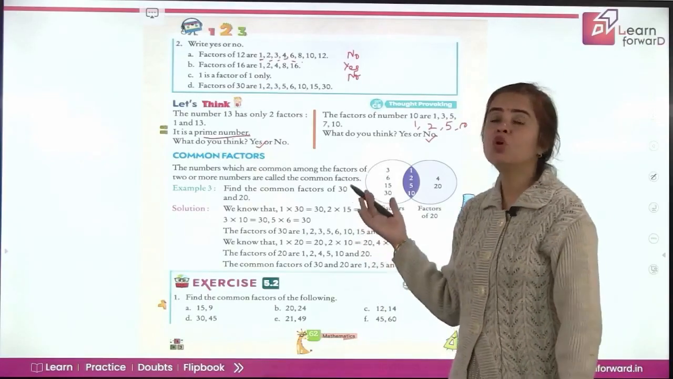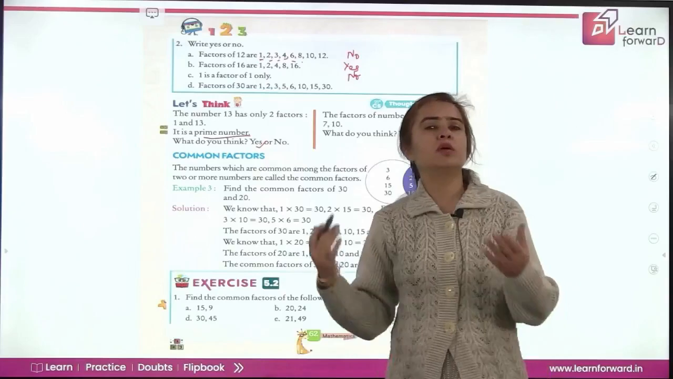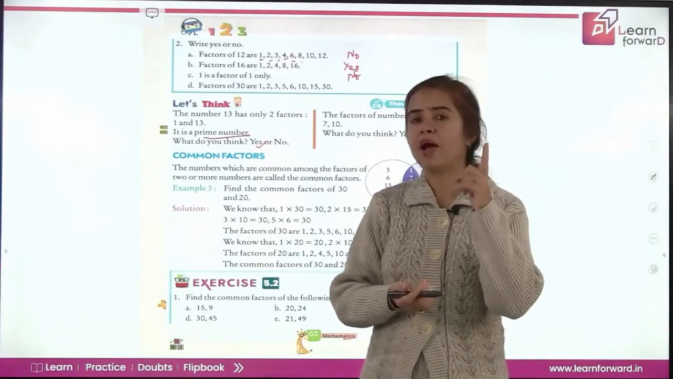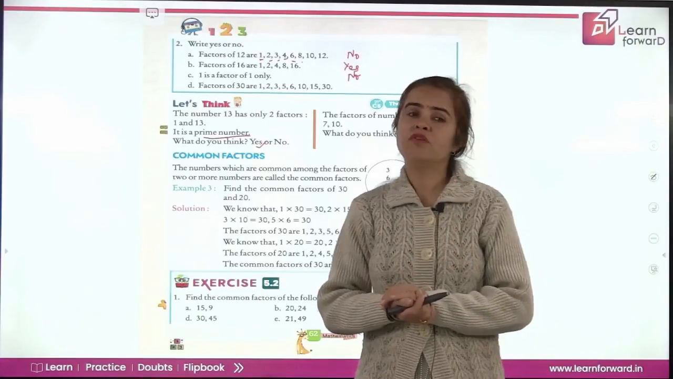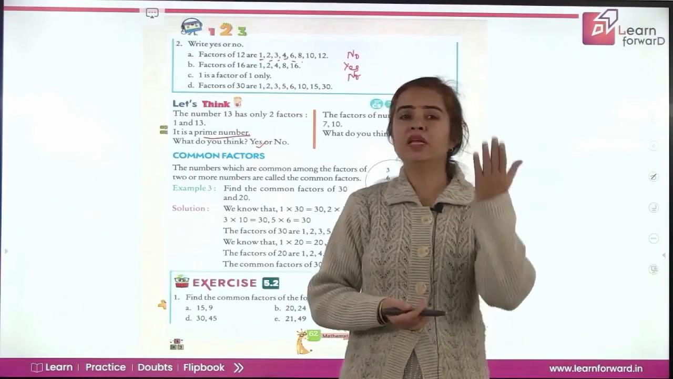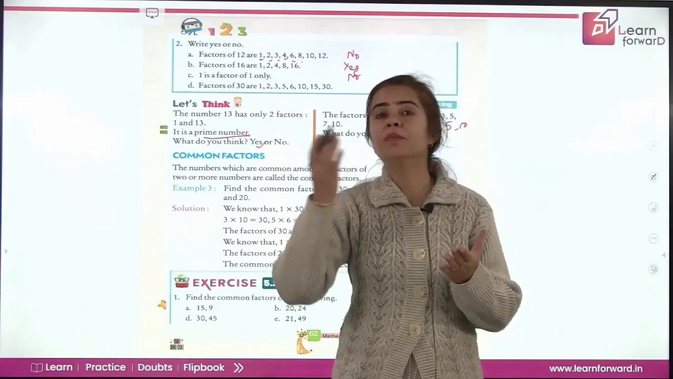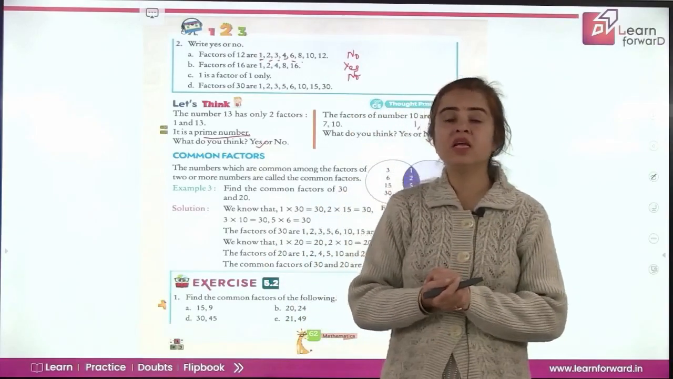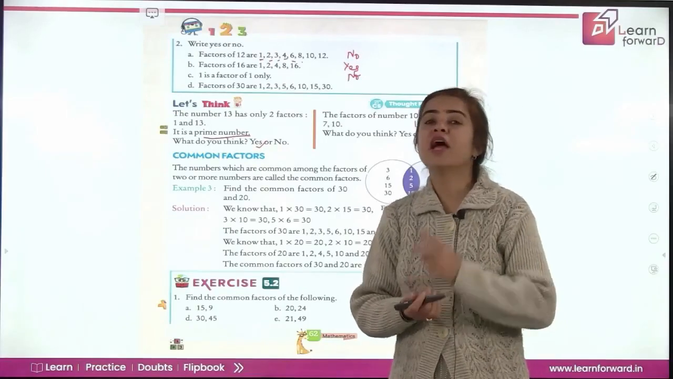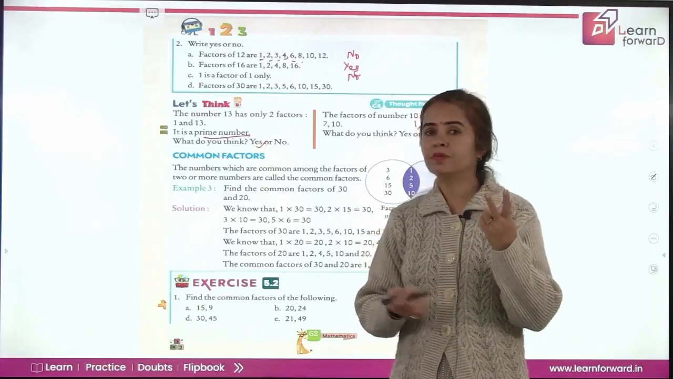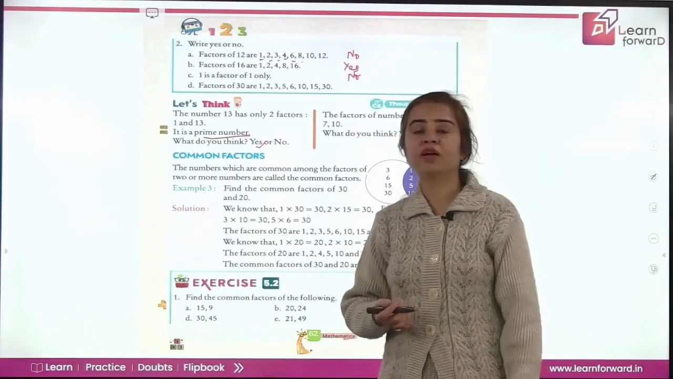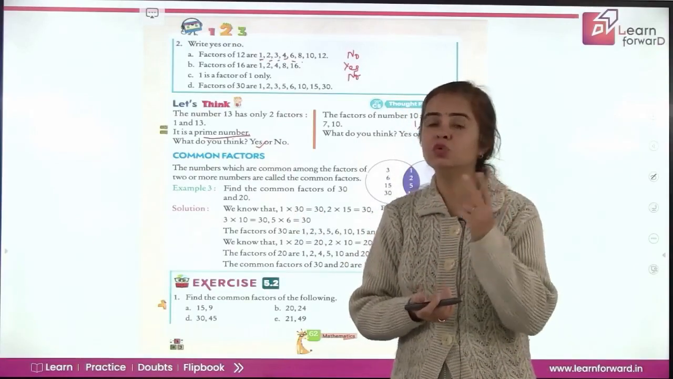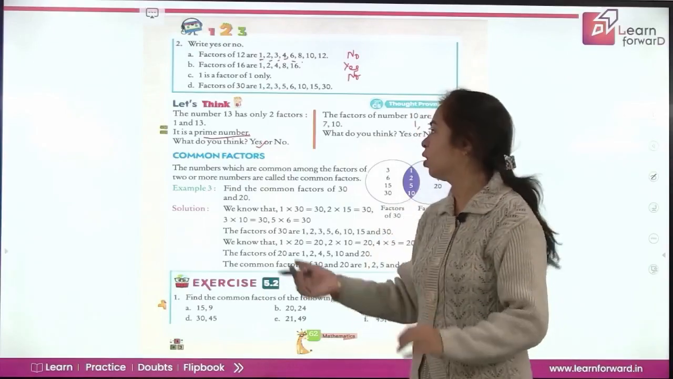Now, let's come to common factors. When we talk about something common, do you think we can see something common in just one single thing? If I say, what is common in you? I need to compare it with somebody, isn't it? So, for finding anything common, we must have at least two. So when you have to find the common factors, that means you have a list of factors of at least 2 numbers. Then only you can find the common factors.